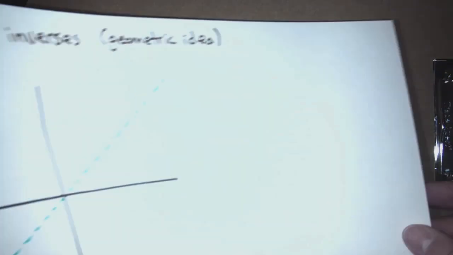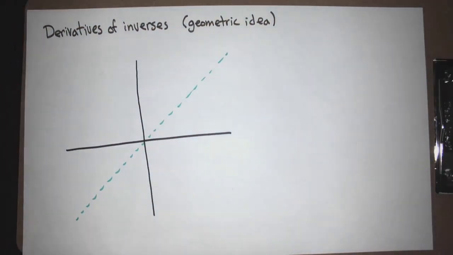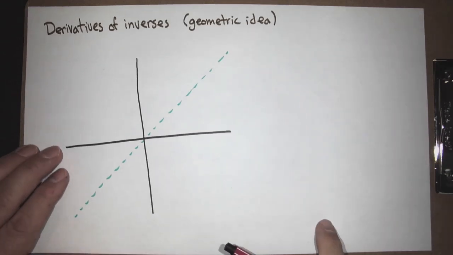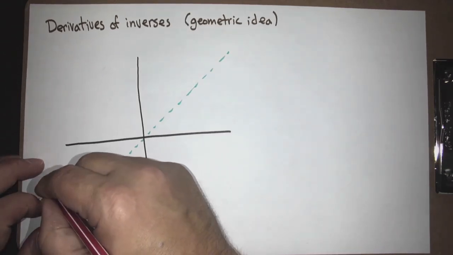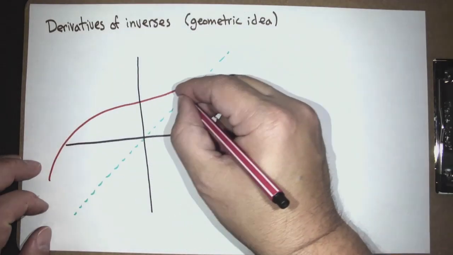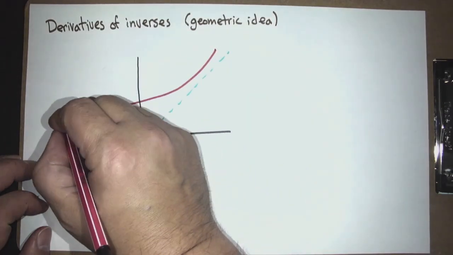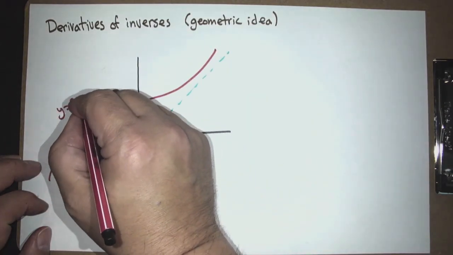All right. So goal for today. There's two goals. But the first one I want to talk about is the derivative of inverses. And we're going to do it first from a geometrical point of view. So imagine we have a function. It's hard to draw something, but imagine I could draw. So here's this function, y equals f of x.